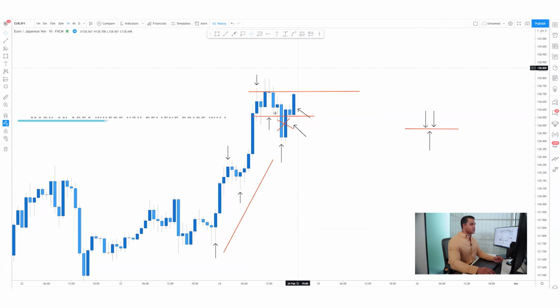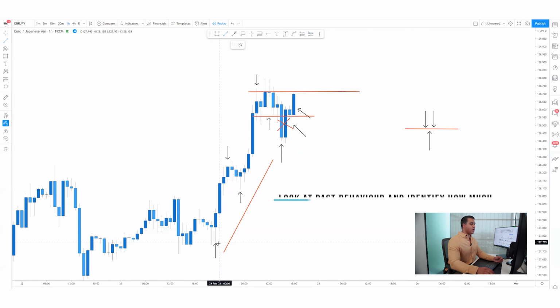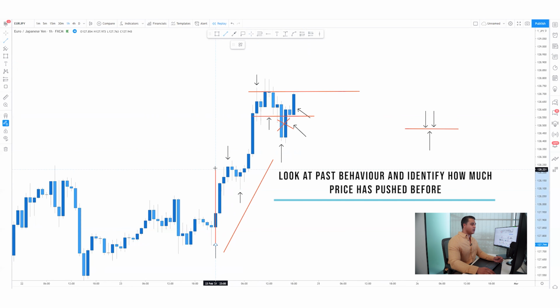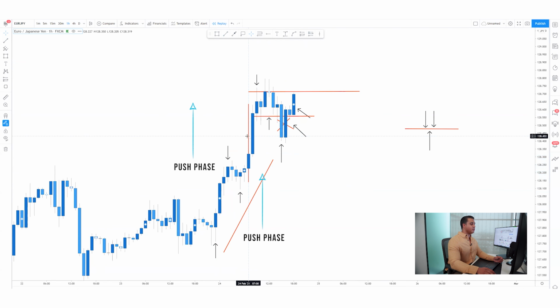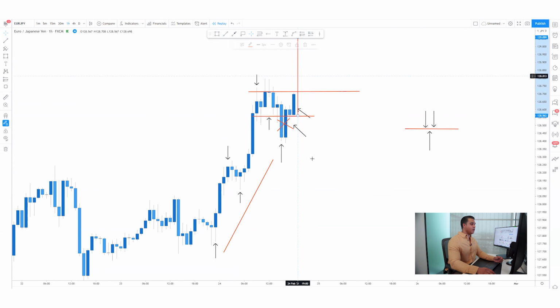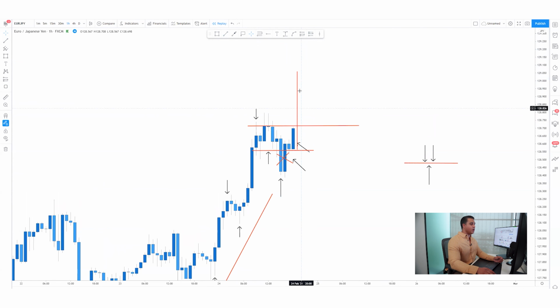But how do we judge that we have enough range here to take this trade? Well, what you want to do is look at past behavior and identify how much price has pushed before. So you can see this is a previous push phase after the higher low was formed. This is the next push phase after the price formed the higher low. And now we take this behavior over here where the price is failing to break below and move this here. This now means that there's a very high chance price can continue to push up to these highs.